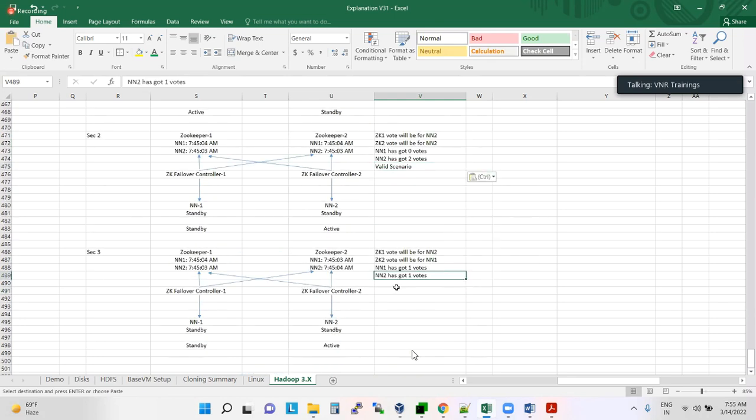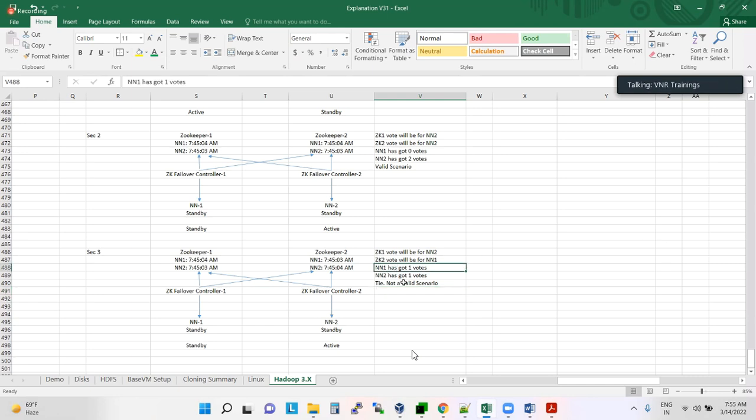Is it a valid scenario now? Now there is a tie. Okay, not a valid scenario. What is tie here? 1-1. They both got one. That's the same number of votes.